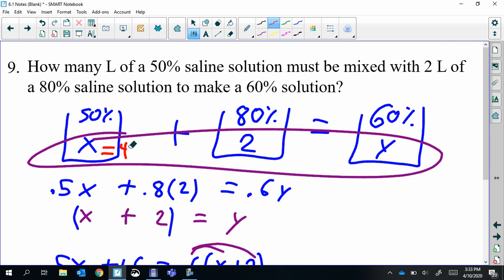So, final, to answer our question, let's find the question again. How many liters of the 50%? There it is, 4 liters of the 50%.